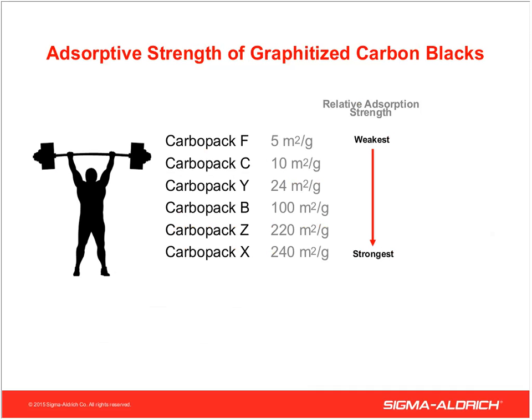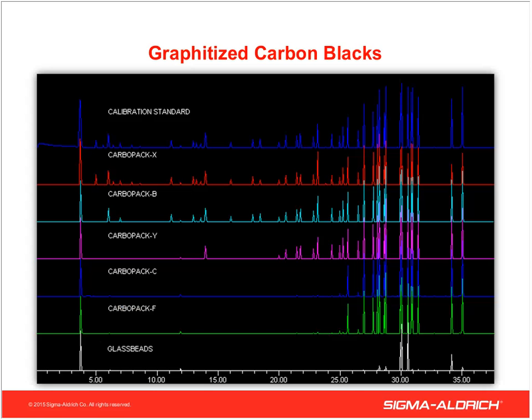This slide shows the rank of the adsorbent strengths of the graphitized carbons. Notice how the stronger adsorbents have more surface area per gram. This slide shows the different retentive strength of the different Carbopacks. What you're looking at is the recovery of 43 compounds from different types of Carbopacks. We packed each adsorbent into its own tube. We then spiked all the tubes with a gas mix containing 43 compounds and then pushed another 200 ml of air through the tubes. And what you see is what was retained by the adsorbent.